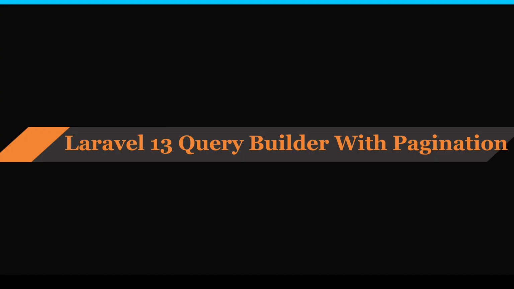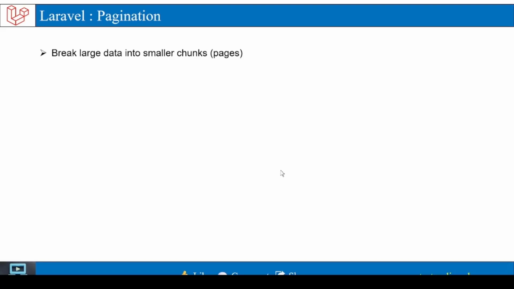The answer is pagination. Pagination allows Laravel to load only a limited number of records at a time and automatically generate page links such as previous, next, 1, 2, 3 and more. In this tutorial, you will learn how to implement pagination using the Laravel 13 query builder, display page navigation links, customize the number of records per page and understand how pagination works behind the scenes.